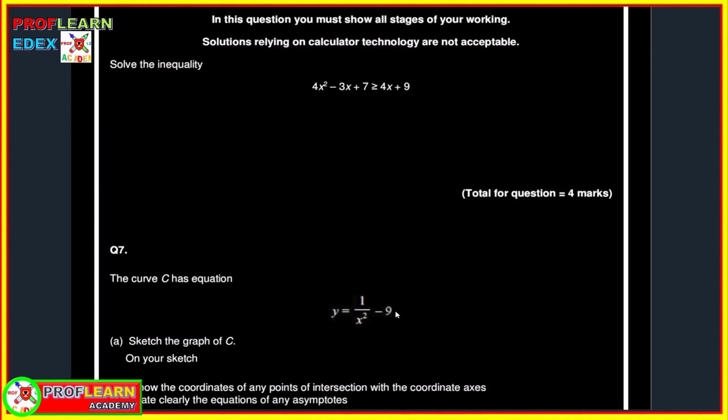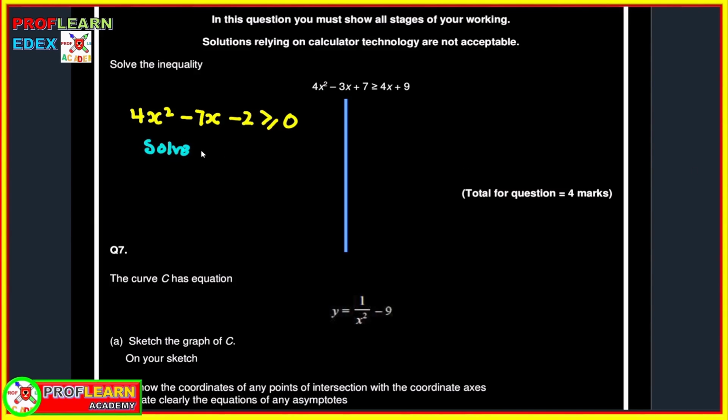In question number 7, we are given the inequality. Okay, so this is like a continuation of question number 6. To solve the inequality 4x squared minus 3x plus 7 greater than 4x plus 9, we are going to put the like terms together and ensure that we are forming a quadratic inequality. Thereafter, we are going to treat the inequality as an equation so that we can find the critical points. So let us begin by rearranging the equation. It can be rearranged to 4x squared minus 7x minus 2 greater than or equal to 0.